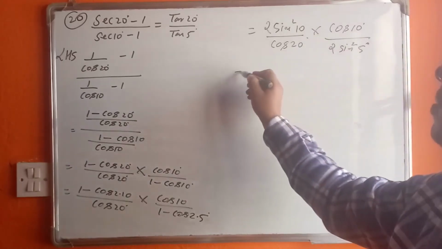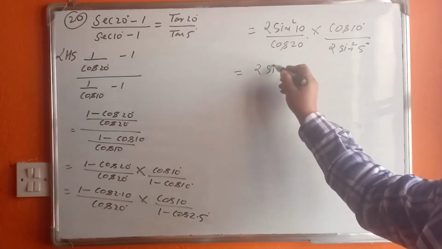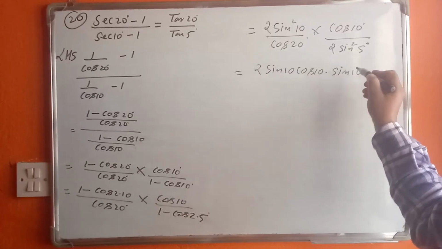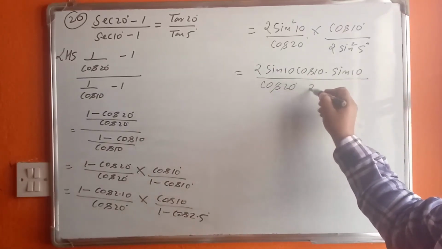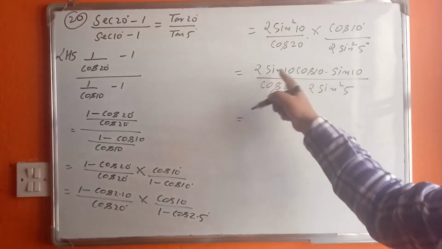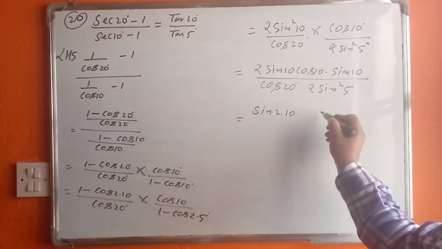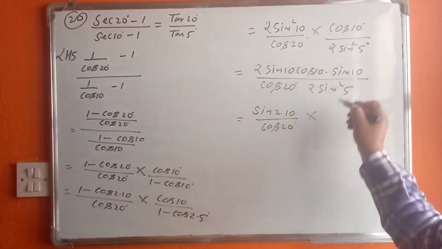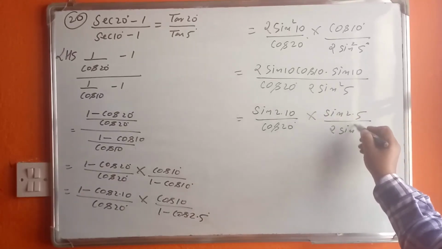Okay. Now same as before. This square we can make 2 times. 2 sin 10 cos 10, and sin 10 into sin 10 means sin square 10 degree. Now again 2 sin a cos a, that is sin 2a formula. Sin 2a means sin 20 degree upon cos 20 degree. I want to write the breakdown also: the sin 10 degree I can write as sin 2 into 5 degree. This is as it is.